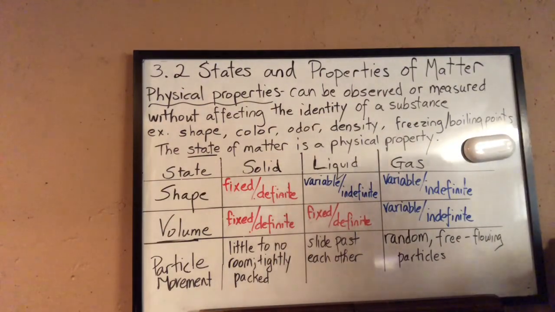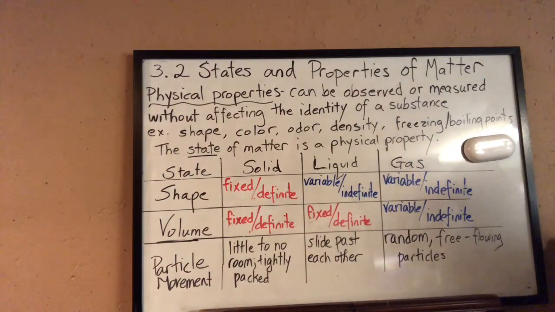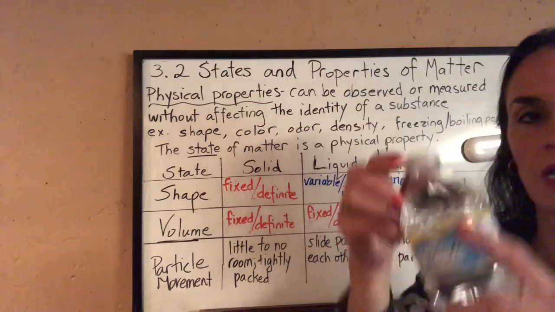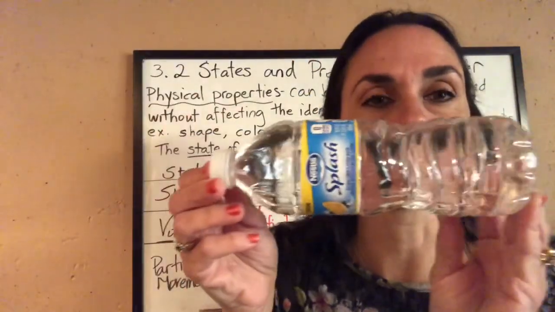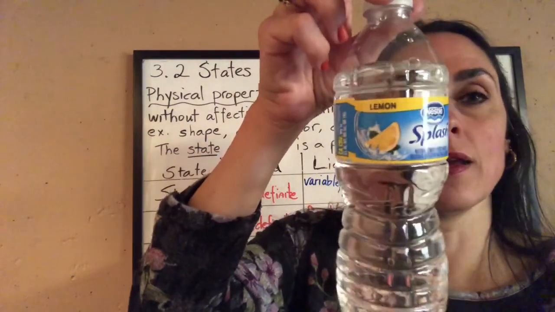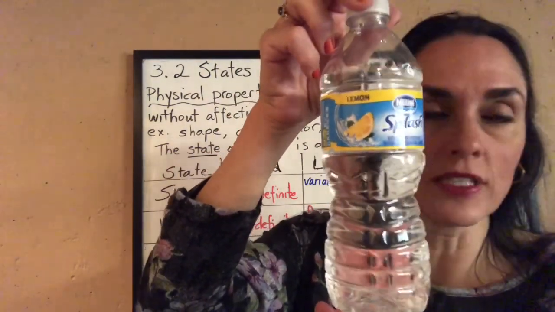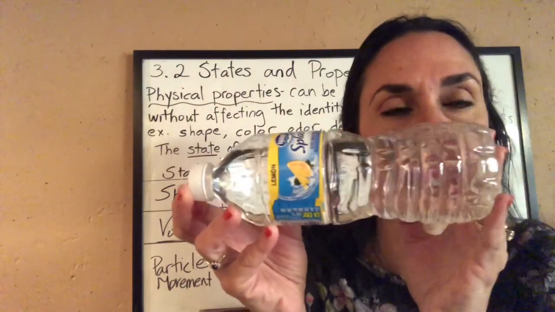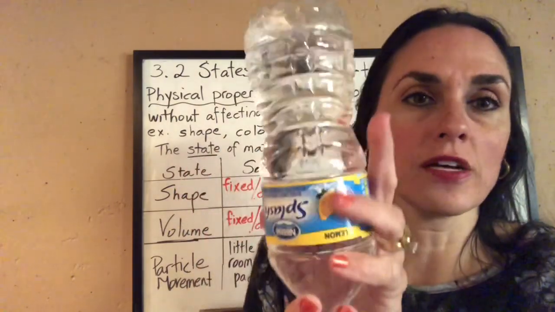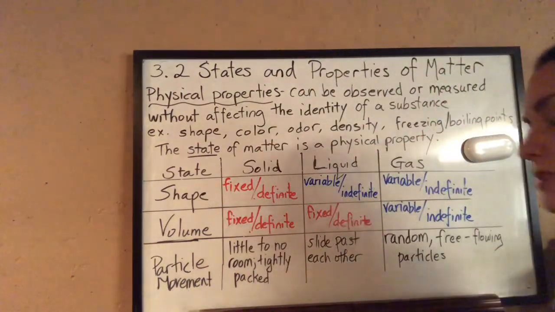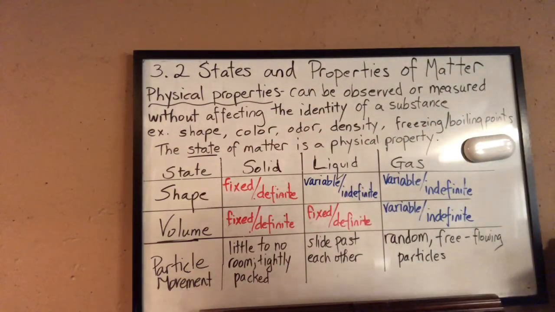Liquids. Liquids have a variable or indefinite shape. I have here a bottle of water, and if I hold the bottle this way, the water has a roughly cylindrical shape. If I hold the bottle this way, the shape changes. If I hold it this way, it has yet a different shape. So the shape of a liquid is variable. It can change.